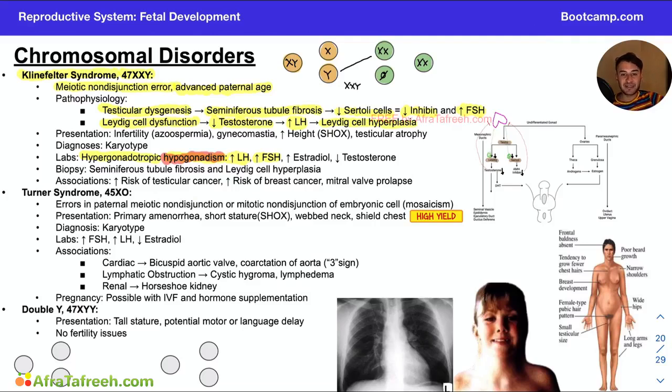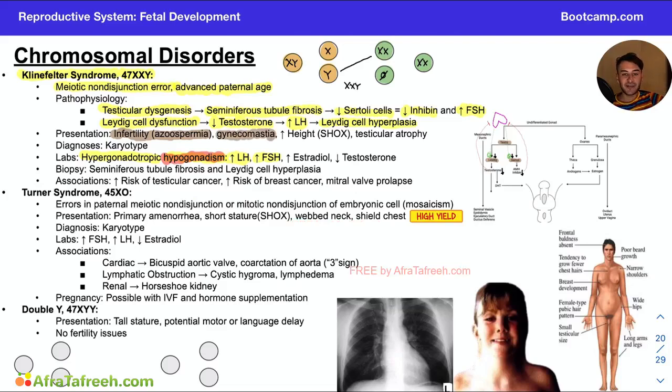In terms of our presentation here with our non-functional testes, we're going to have infertility due to azoospermia. So there's not enough testosterone levels, and we have fibrosis in our seminiferous tubules. So it's going to be very difficult for these males to produce enough sperm and proper sperm in order to carry out reproduction.